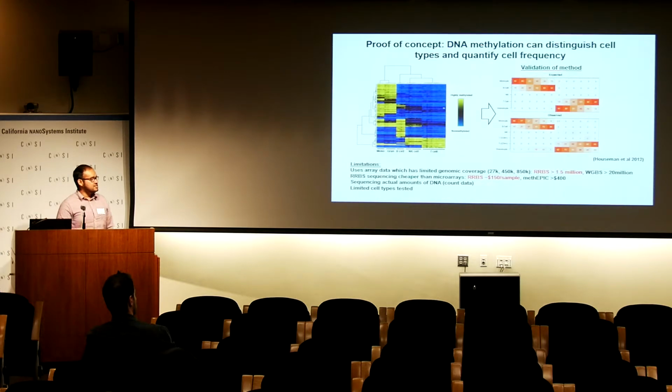RRBS is about $150 per sample. This includes both the library prep and the sequencing cost. Whereas the methylation EPIC chip, just the retail price from Illumina, is about $400 per sample, plus you have to pay for the actual running of the microarray. The other thing is that there was a limited number of cell types that were tested here.